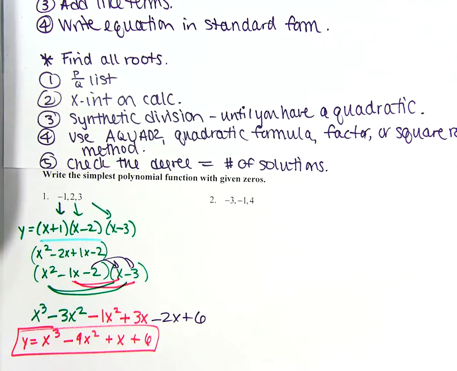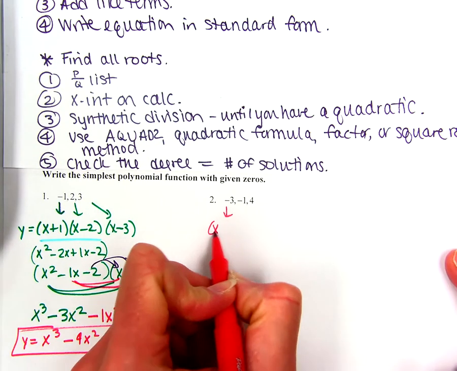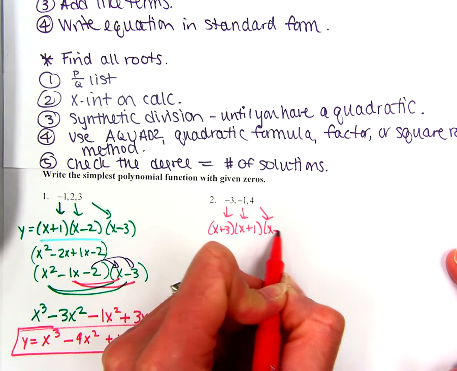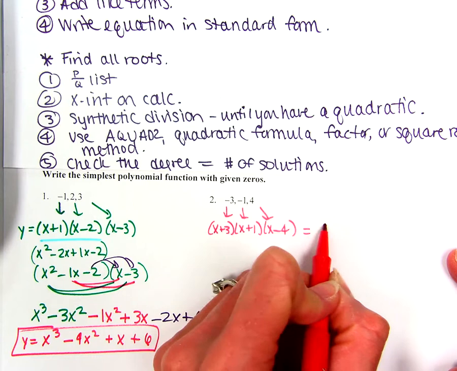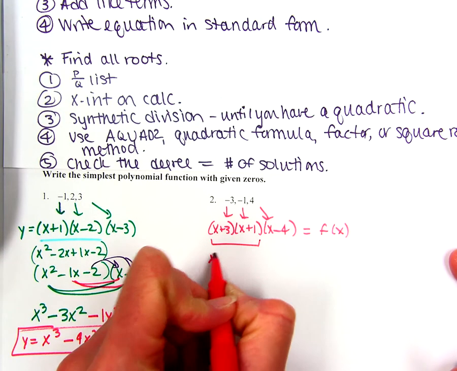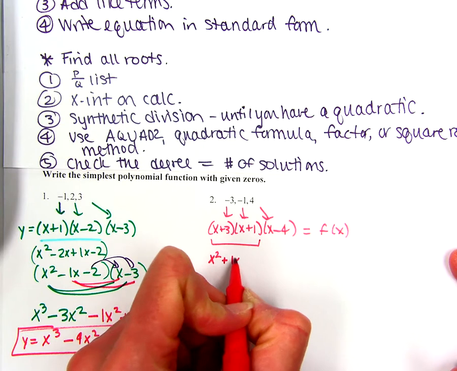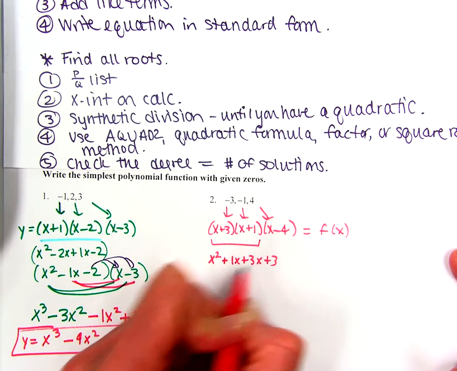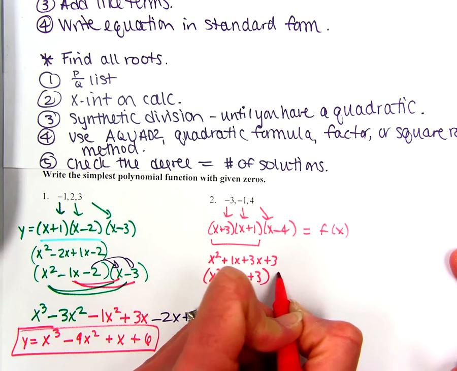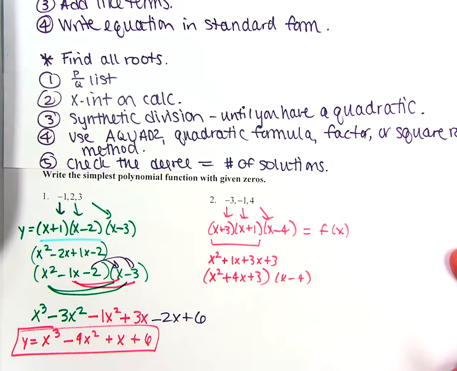All right, so same thing for problem 2. We're going to say x plus 3, x plus 1, x minus 4. And this time I'm going to say f of x, because that's the same as y equals. All right, so I'm going to multiply x squared plus 1x plus 3x plus 3, and that gives me x squared plus 4x plus 3. So remember, you still need to multiply it by the x minus 4.